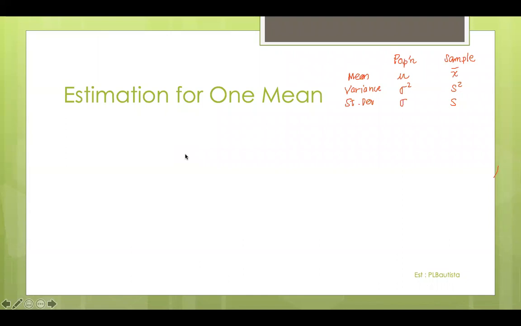In this video, we are going to discuss the estimation of parameters. So before we proceed, we again review the notation that we use for the mean, variance, and standard deviation for the population and for the sample.